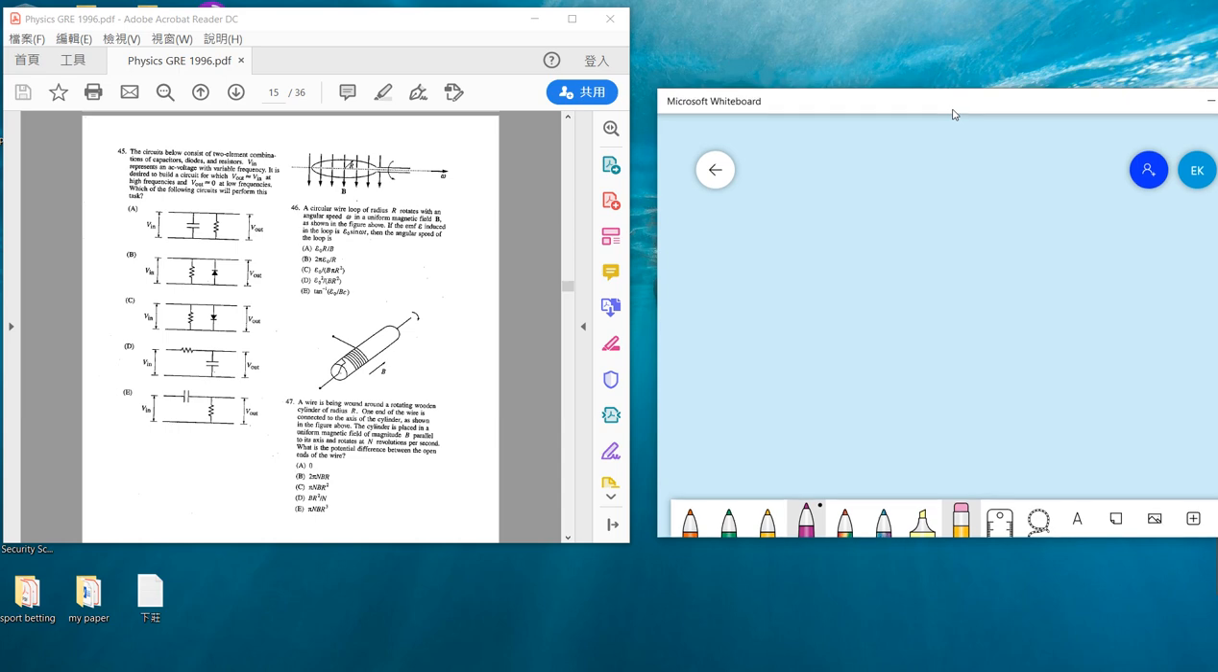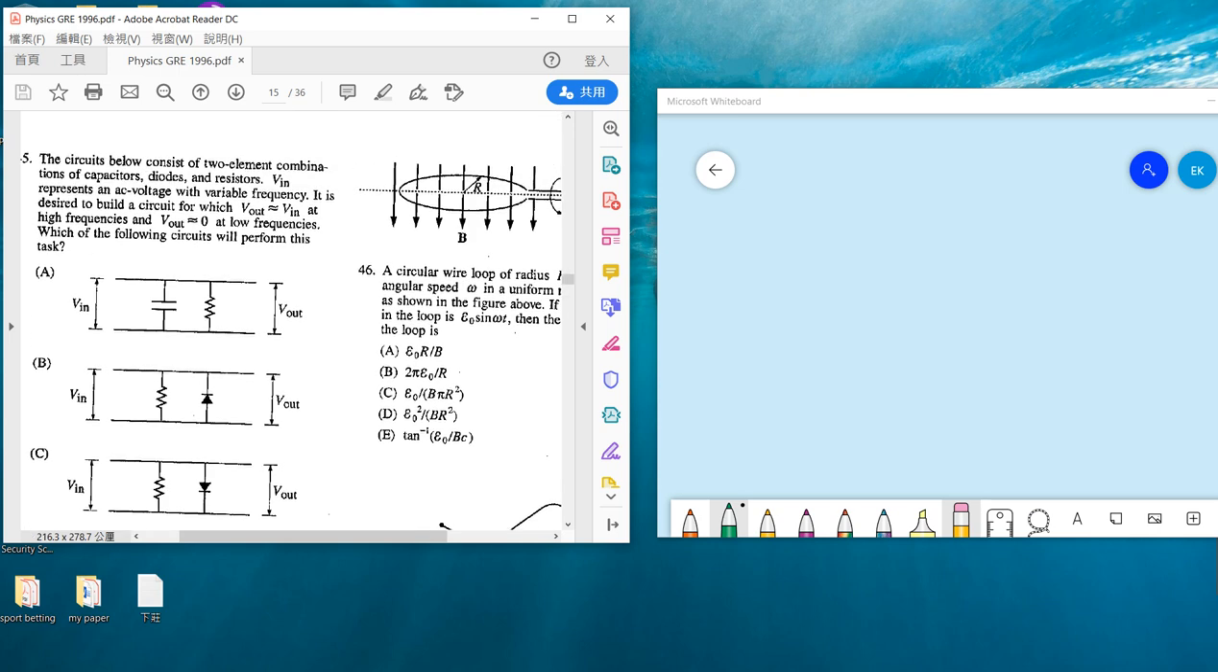So, let's keep solving our physics subject GRE. Okay, so 45 says that the circuit below consists of two elements. So basically capacitor, diode, and resistors.